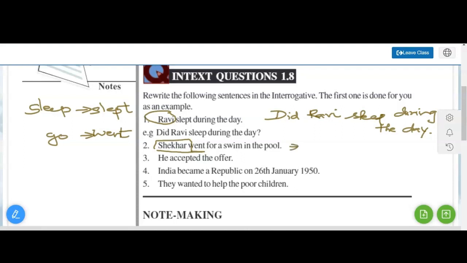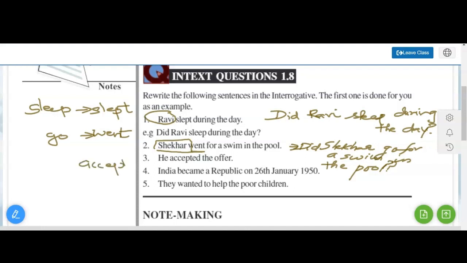So now your sentence should look like, did Shekhar go for a swim in the pool? Okay, so since it is a question interrogative, you have to use a question mark as well. Here also you have to use a question mark. Next one is he accepted the offer. So accepted is the verb with ed form and its first form will be accept. So question should be like this.